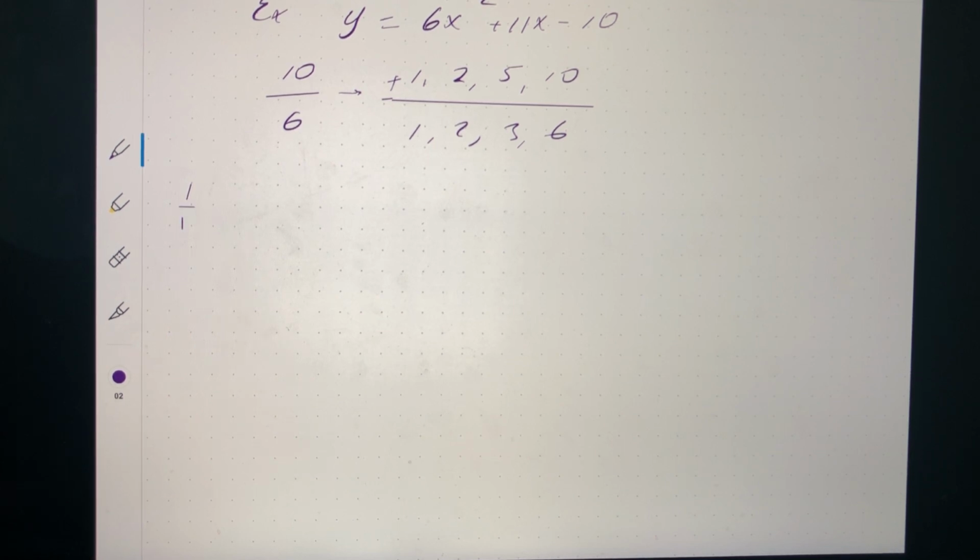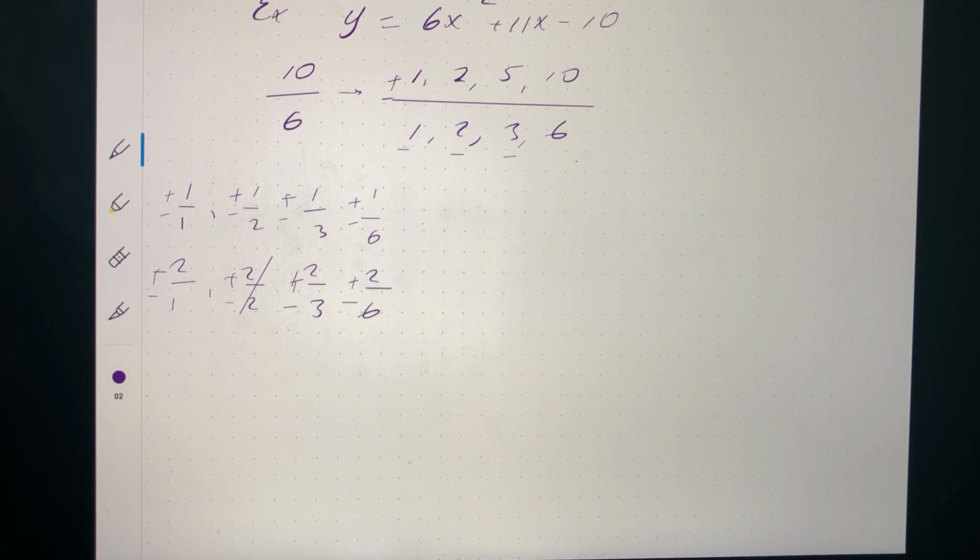So 1 over 1, 1 divided by each one of the bottom numbers: 1 divided by 1, 1 divided by 2, 1 divided by 3, 1 divided by 6, plus or minus each. Then 2: 2 divided by 1, 2 divided by 2, 2 divided by 3, 2 divided by 6, plus or minus. Now, if we see anything that is the same, we cross it off. For instance, 2 divided by 2 is the same as 1 over 1, and 2 divided by 6 is the same as 1 divided by 3.